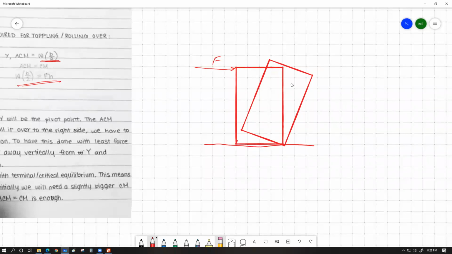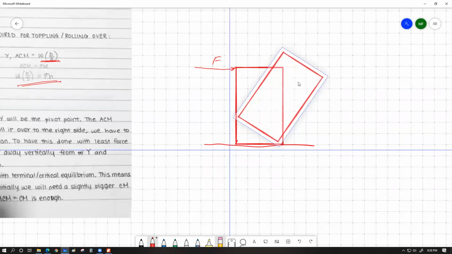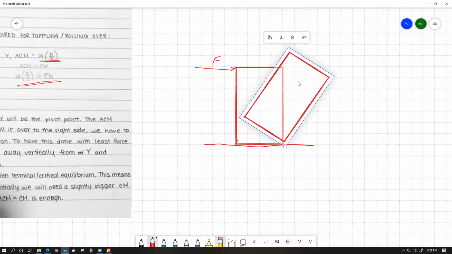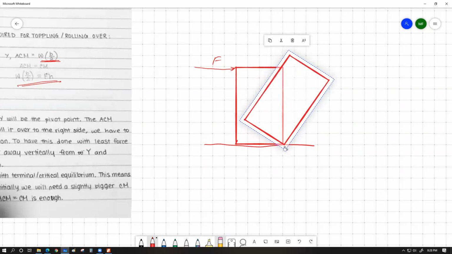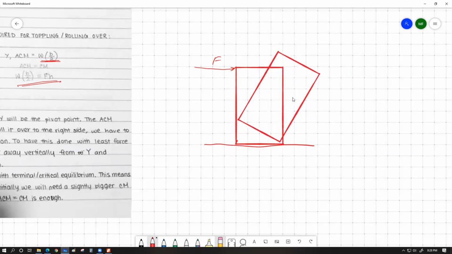And at which point will the object topple over? The object is going to topple over when the orientation is pushed to about this level, right? Meaning, sir, when the center of gravity is right on the pivot. Exactly. We have to simply push the object past the pivot point for the object to topple over.